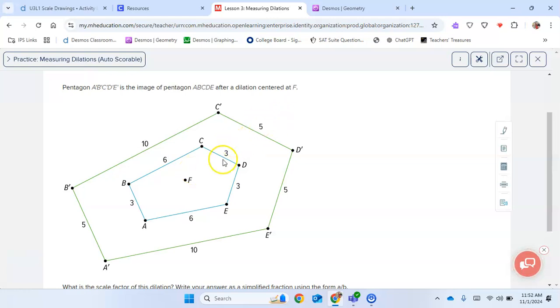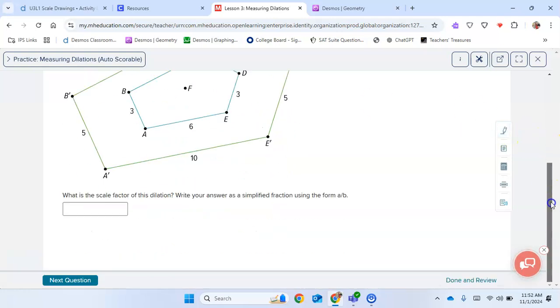It's going to be 5/3 because if you were looking at side CD, you could see it's 3. 3 times 5/3 is 5. So that's 3 times 5 divided by 3, which is 5. So the scale factor is 5/3, which is greater than 1. 5 divided by 3 is greater than 1.